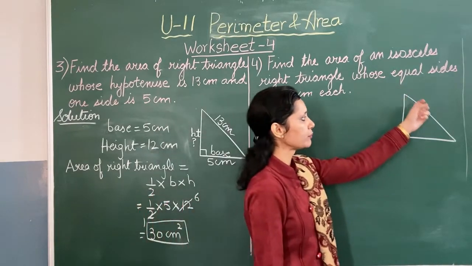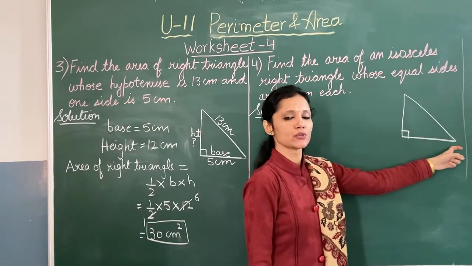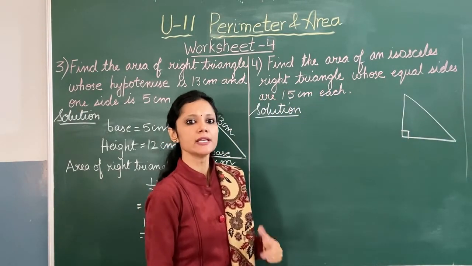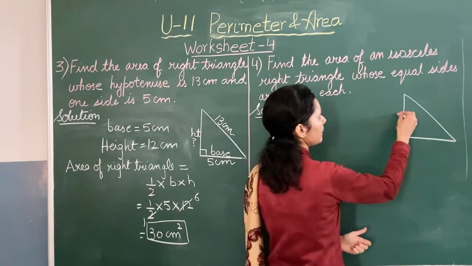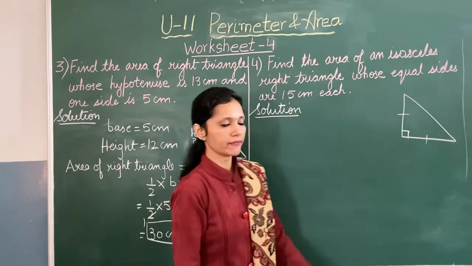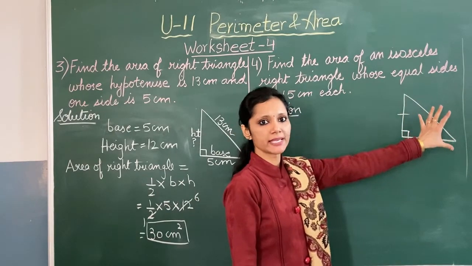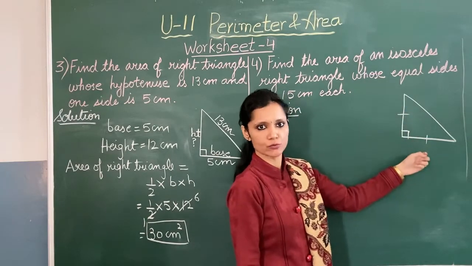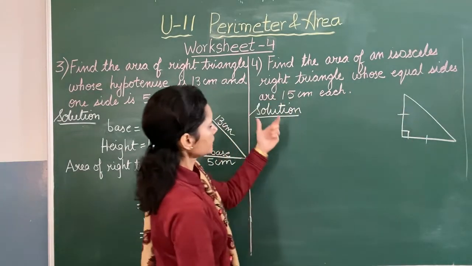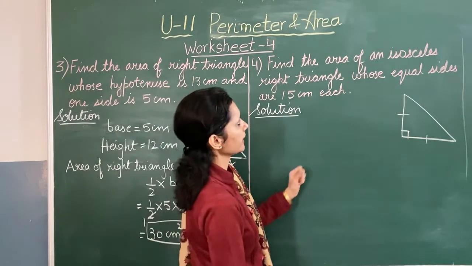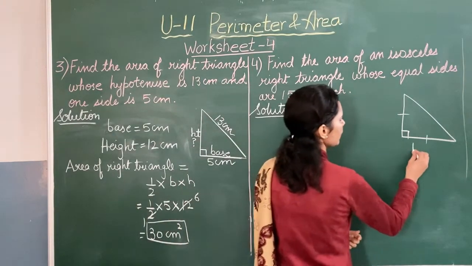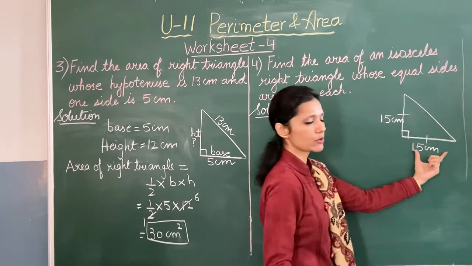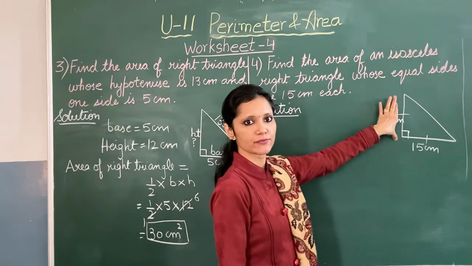As you know, hypotenuse is the longest side. So if it's written in the question that it is a right angle isosceles triangle, it is understood that the perpendicular is equal to the base. Why? Because hypotenuse is the biggest side and we know that square of hypotenuse is equal to the sum of the squares of these two sides. Fine? So now we have to find the area of this triangle whose two equal sides are 15 centimeters each. That means the base is also 15 centimeters and the height is also 15 centimeters.